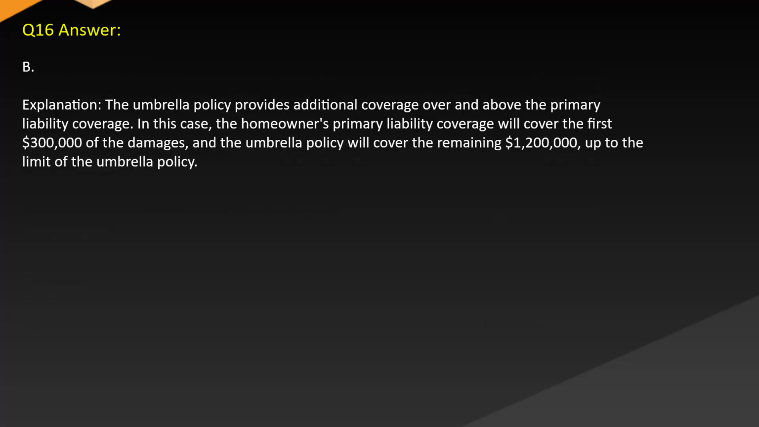Answer B. Explanation. The umbrella policy provides additional coverage over and above the primary liability coverage. In this case, the homeowner's primary liability coverage will cover the first $300,000 of the damages, and the umbrella policy will cover the remaining $1,200,000 up to the limit of the umbrella policy.